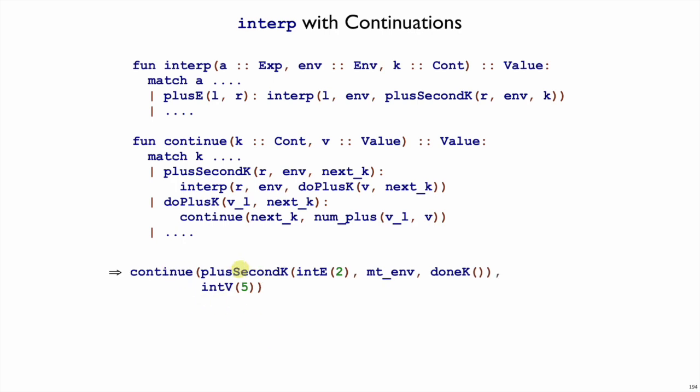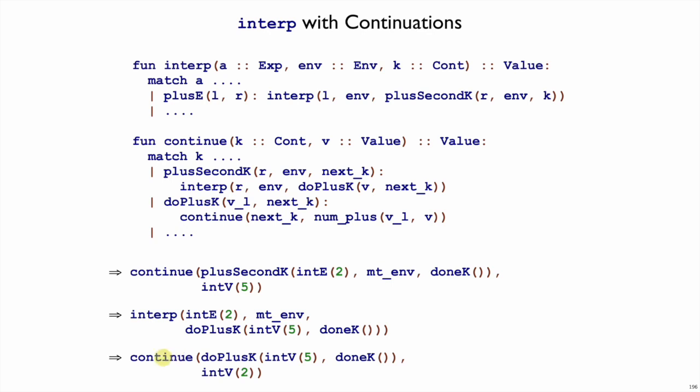So with continue plus second k, we consider the plus second k case of continue, that calls interp. It calls interp with the right-hand side, that is the expression that's inside the plus second k, which is 2 here, and it calls it using the environment that's in the plus second k, that's the empty environment. And then next k, it puts inside of a do plus k, like this. So done k, which was the next k here, plus second k, goes as now the next k of do plus k, and we remember the int v5. So in the code here, that's right here, do plus k remembers the v, that was the second argument passed in to continue. Now we have an interp call with an int e.